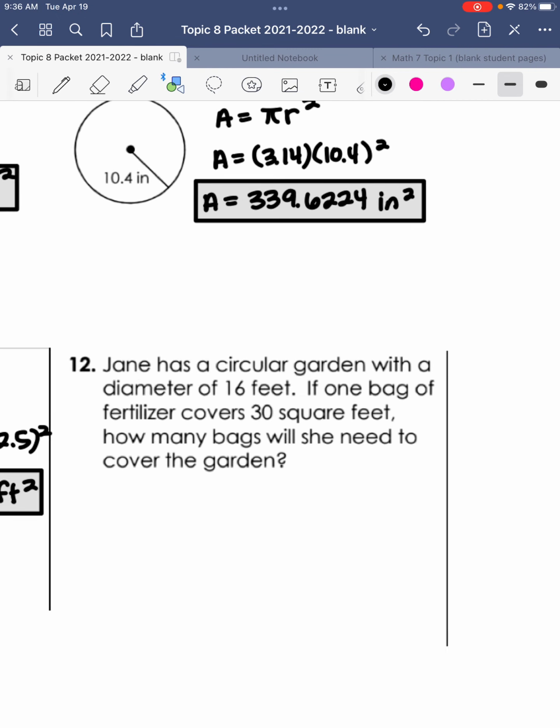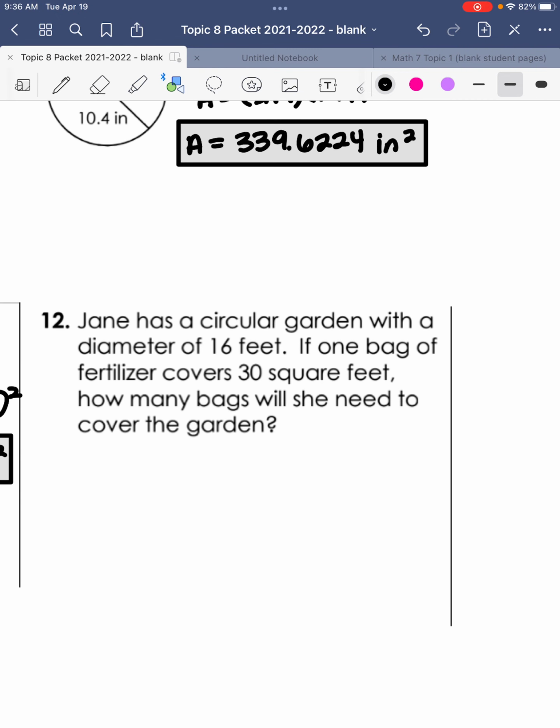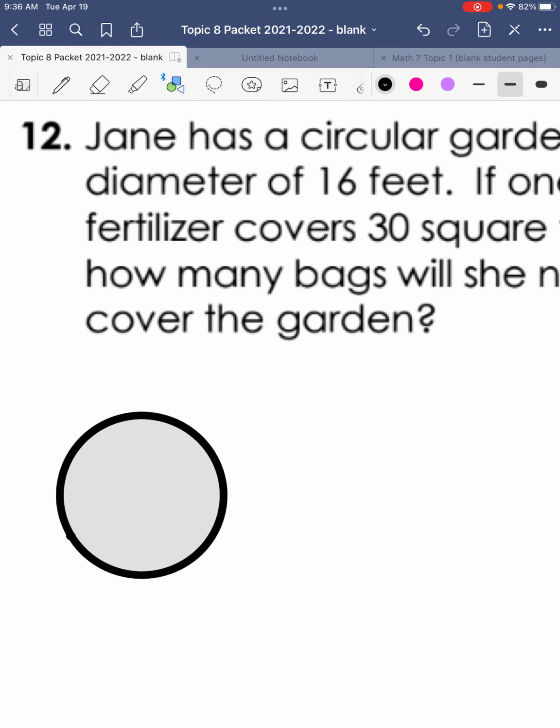Okay, number 12, the last one. Jane has a circular garden with a diameter of 16 feet. If one bag of fertilizer covers 30 square feet, how many bags will she need to cover the garden? Okay, so first we're going to need to find the area of the garden. And we know it's a circular garden, so I'm going to draw a circle. And we know that there's a diameter of 16 feet. Diameter means it goes from one edge to the other.